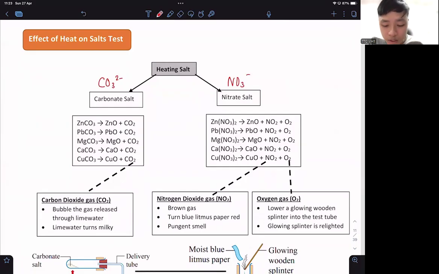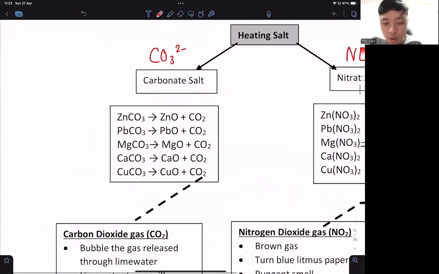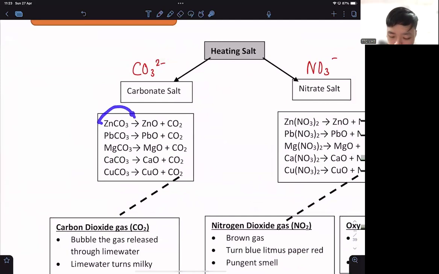Now I ask you something very simple. Zinc carbonate, lead 2 carbonate, Mg carbonate, when you heat, only produce two things, which a lot of people forget. Zinc carbonate, lead 2 carbonate, Mg carbonate, calcium carbonate, copper 2 carbonate, or even iron 3 carbonate, when you heat, you get the oxide and carbon dioxide.